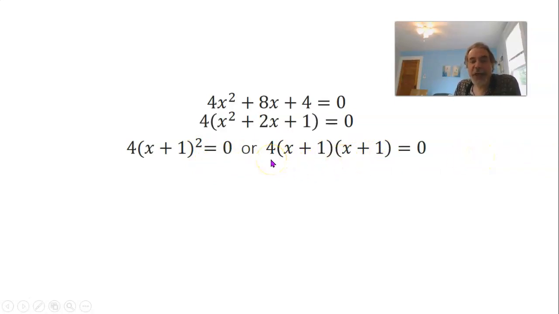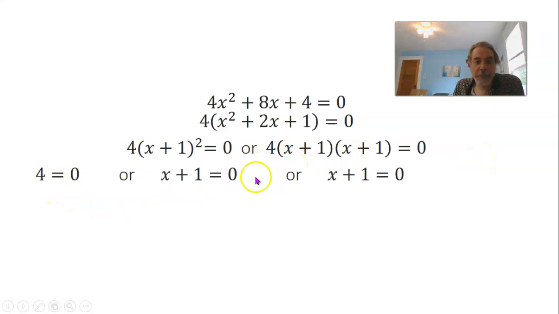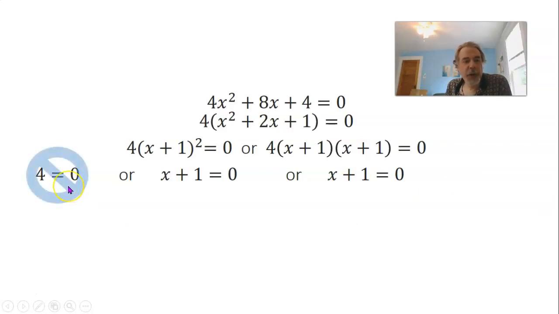So now if we set each factor equal to 0, we get 4 equals 0, or x plus 1 equals 0, or x plus 1 equals 0. Yeah, I'm being redundant. And remember, 4 equals 0, just disregard that. 4 can't be 0, it's too busy being 4. But for x plus 1 to equal 0, x would equal negative 1. And then this other x plus 1 equals 0, well, that would also give us negative 1. So here's one where we don't have two different solutions. We just got the same number twice. So the only solution here is negative 1. It just kind of showed up twice.